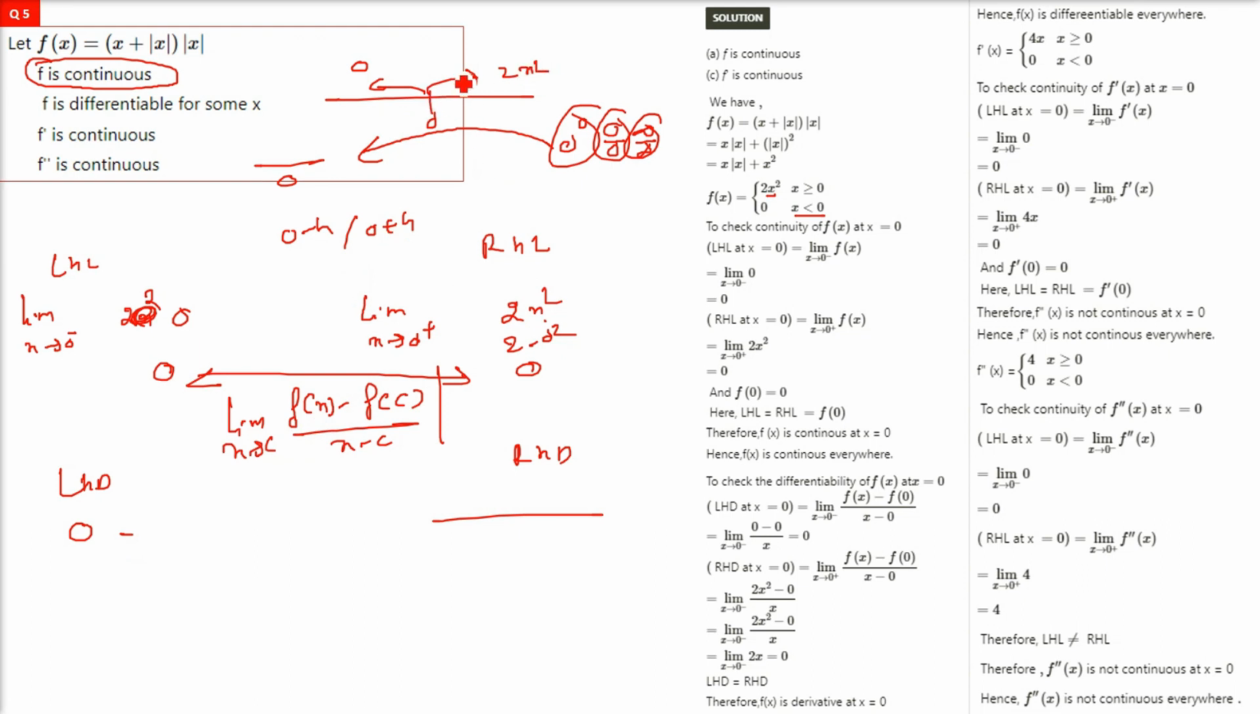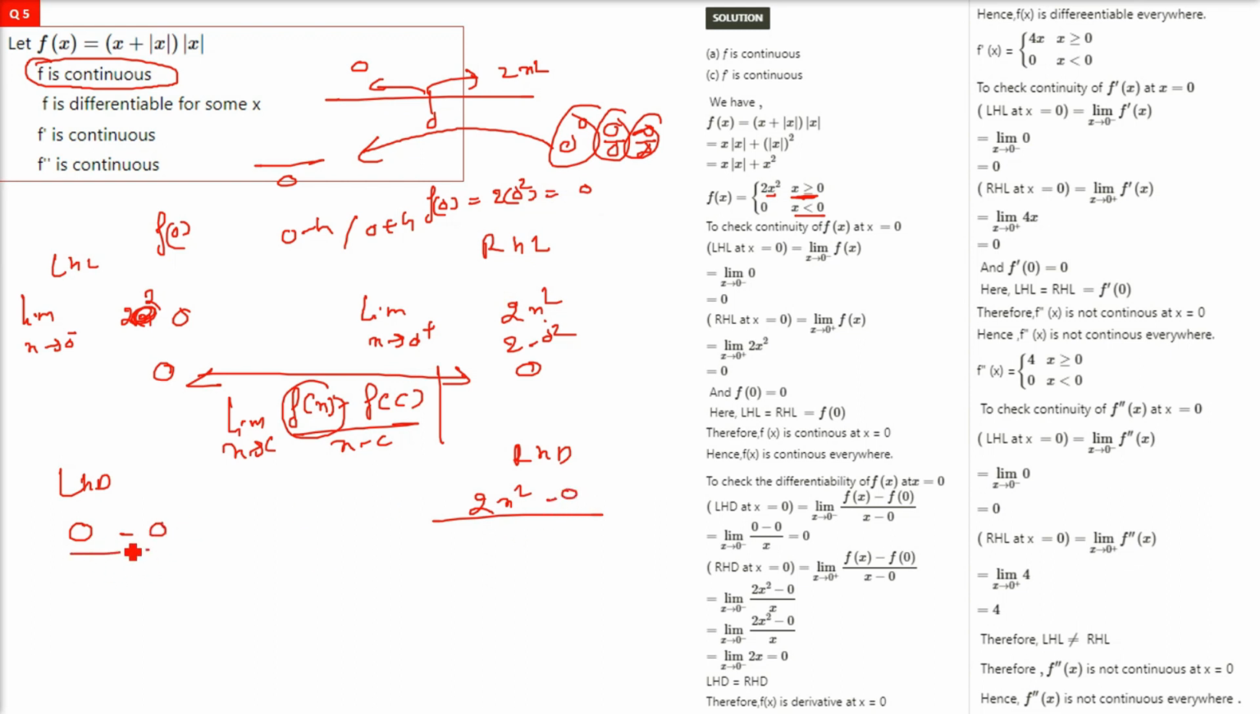So when you go on the right, it is going to be 2x square. So you can just write 2x square in this place. 2x square here. Okay, what is f(c)? What is f(0)? I just told you. f(0) is what? Just put the value of 0. What is the equality? 2x square came when x was greater than or equal to 0. So it is the equality. 2 into 0 square is 0. So f(c) is 0, f(0) is 0.